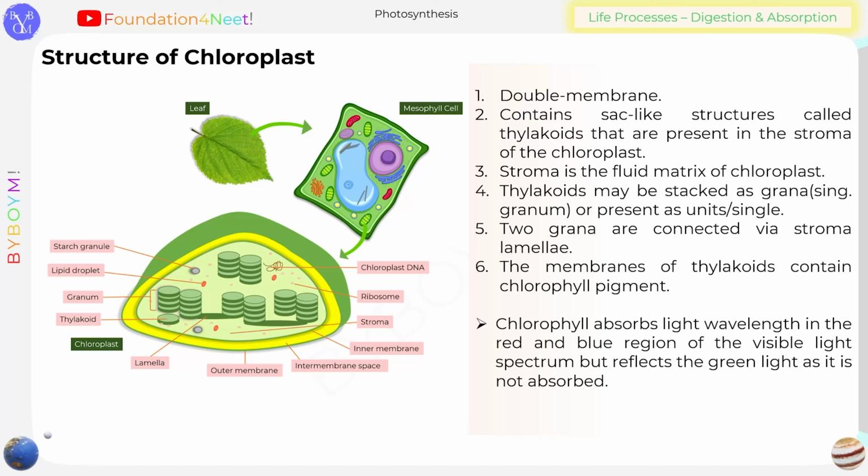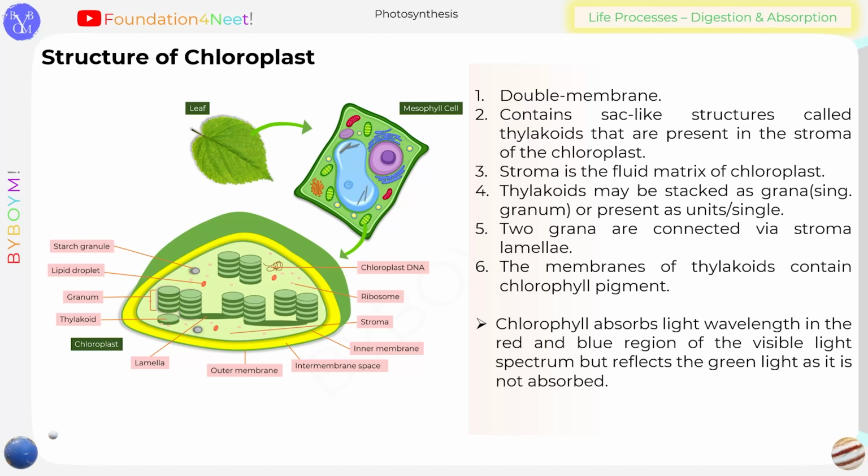We have a theory that says that at some point of time, both the chloroplast as well as mitochondria were different, separate organisms that were engulfed by a protocell, and now we have a eukaryotic cell that has both chloroplast and mitochondria, and these are responsible for energy generation and utilization. So we have chloroplast DNA, we have ribosome. The fluid filled matrix of chloroplast is called the stroma.